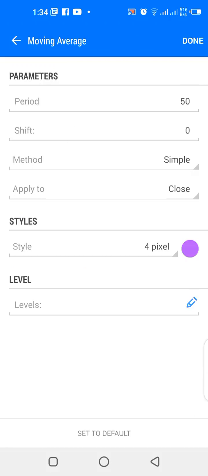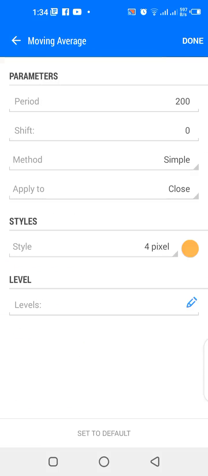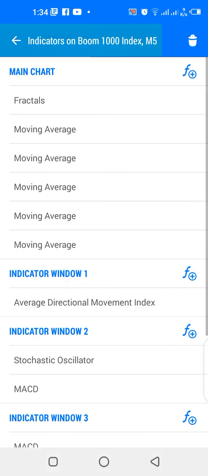And the fourth one, I have a 50 period simple moving average, applied to close. Color is purple. And the last one, I have a 200 period simple moving average, applied to close. Color is orange.